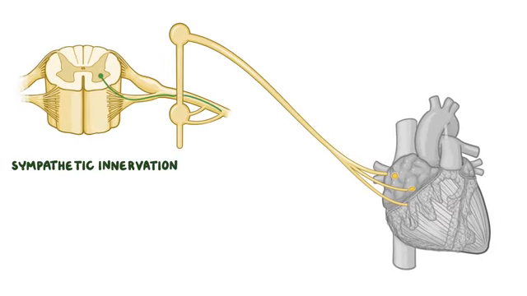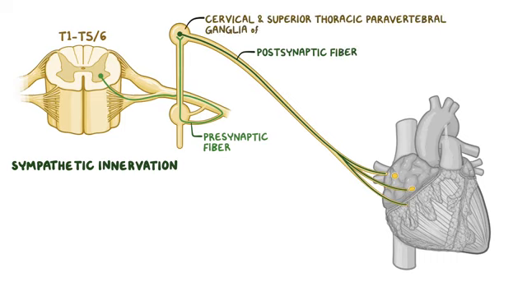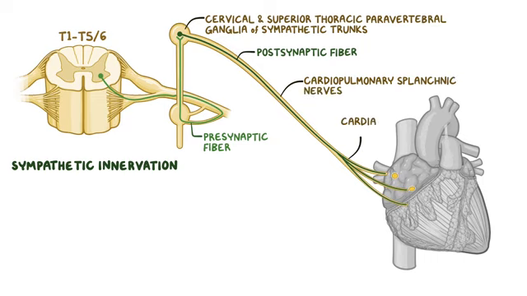Sympathetic innervation is from presynaptic fibers with cell bodies found in the superior 5 to 6 thoracic segments of the spinal cord, and postsynaptic sympathetic fibers with cell bodies in the cervical and superior thoracic paravertebral ganglia of the sympathetic trunks. Postsynaptic fibers travel across cardiopulmonary splanchnic nerves and the cardiac plexus, ending in the SA and AV nodes, and they also have connections with the terminations of parasympathetic fibers on the coronary arteries.